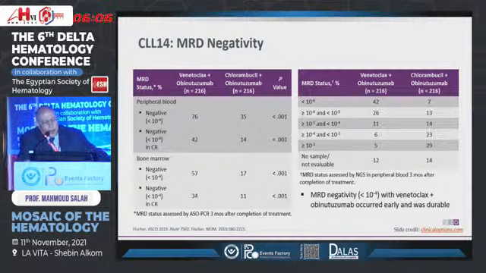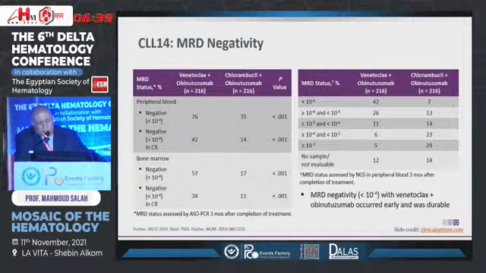Regarding the MRD negativity, the MRD negativity with less than 10 power of 6 was 42% in the venetoclax obinutuzumab, comparing with the 7% in the chlorambucil and obinutuzumab. And MRD status more than 10 power of 6 and less than 10 power of 5 was 26% in the venetoclax obinutuzumab and 13% in the chlorambucil and obinutuzumab.